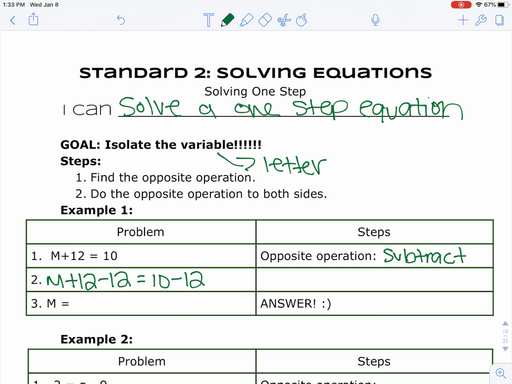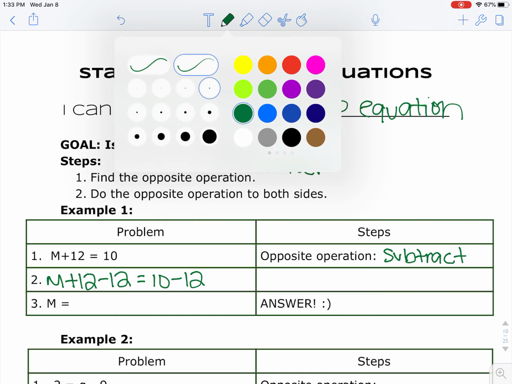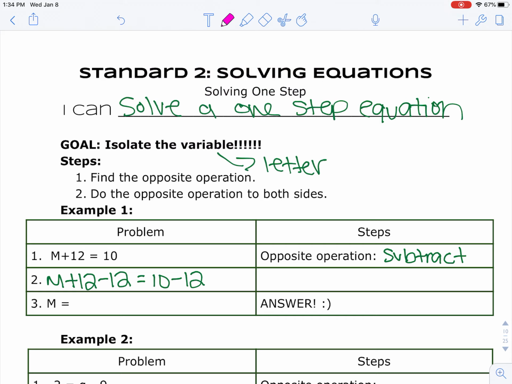Now thinking back to your combining like terms, we would want to simplify this. 12 minus 12 is going to cancel and leave you with just m, and 10 minus 12 gives me a -2. So that would be my answer. If you're ever questioning whether you did this right, plug in your answer into your original problem and see, does it give you what they said it should equal?